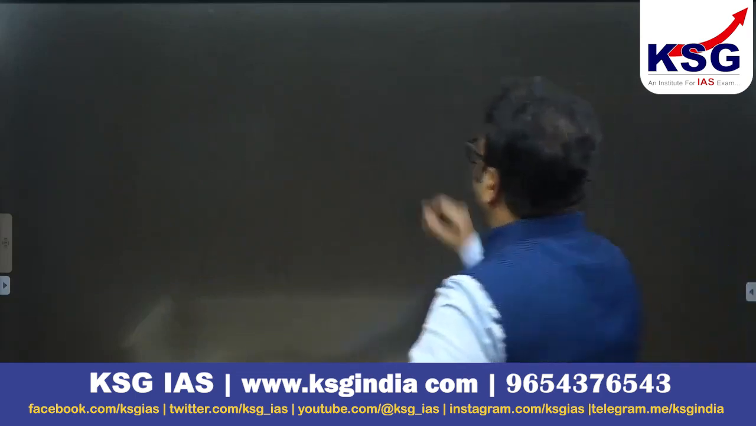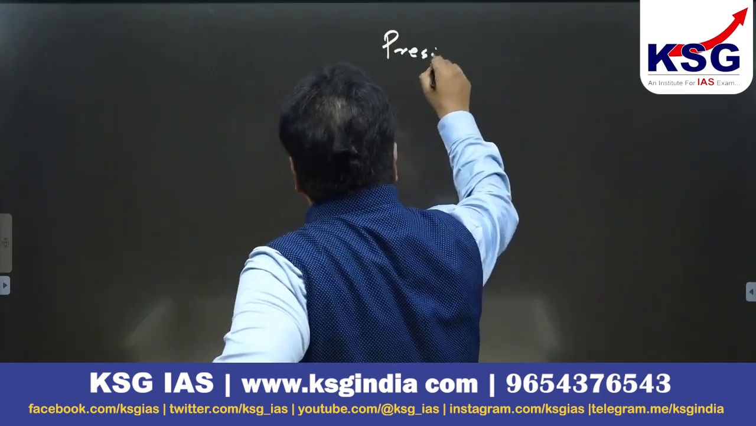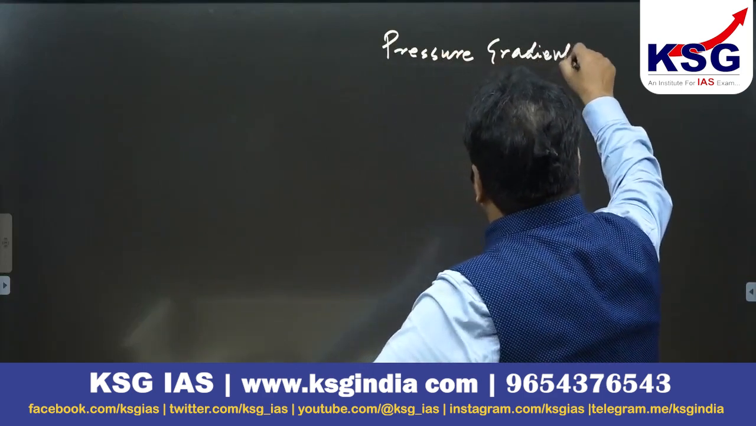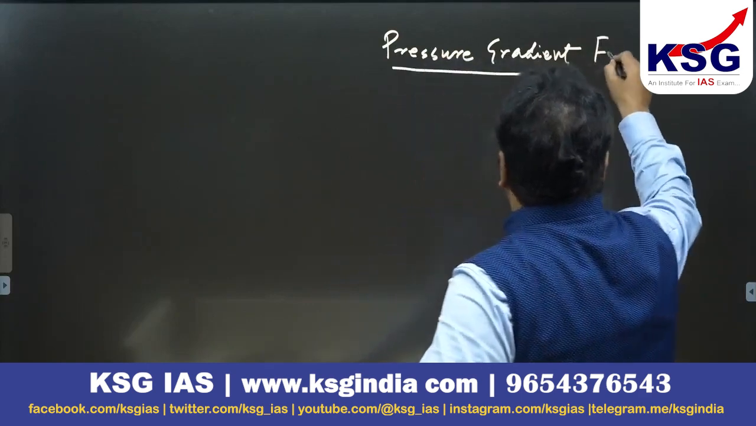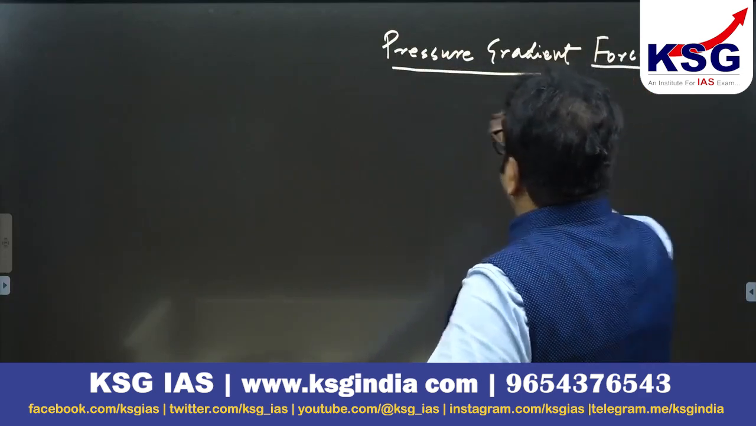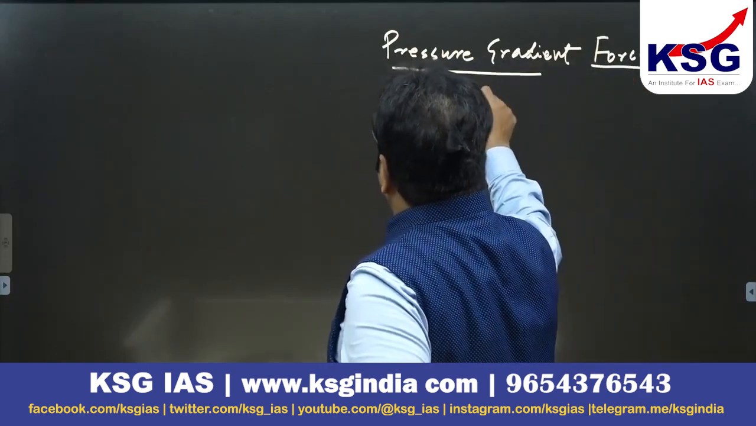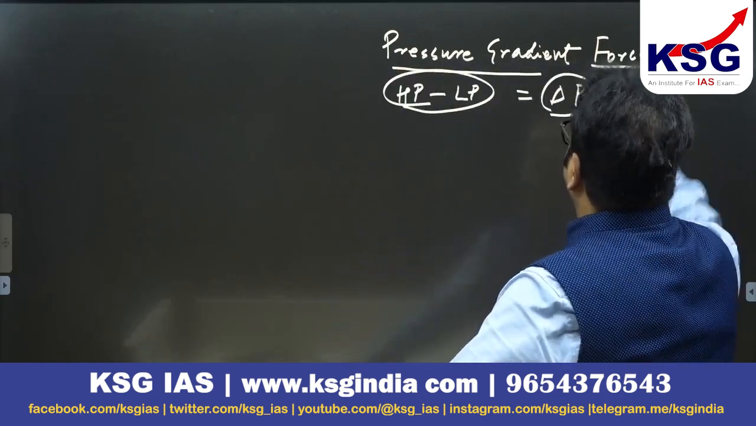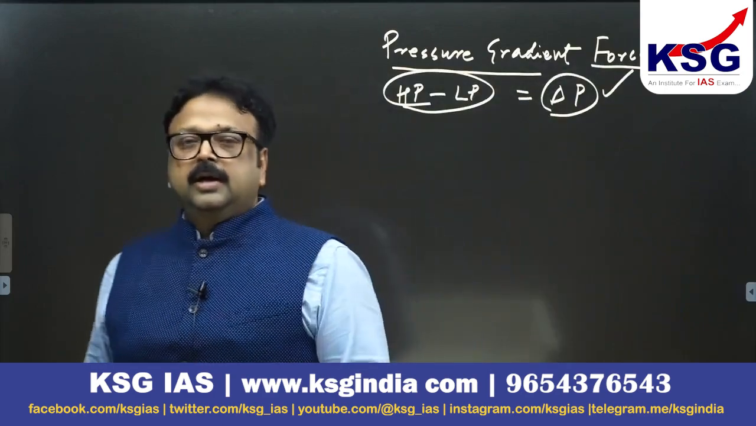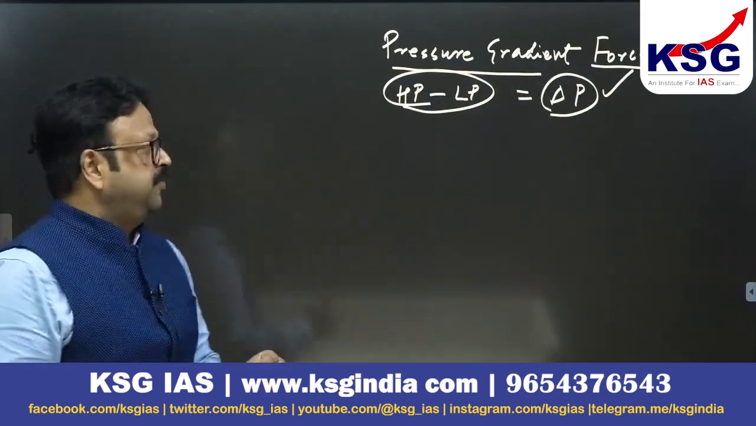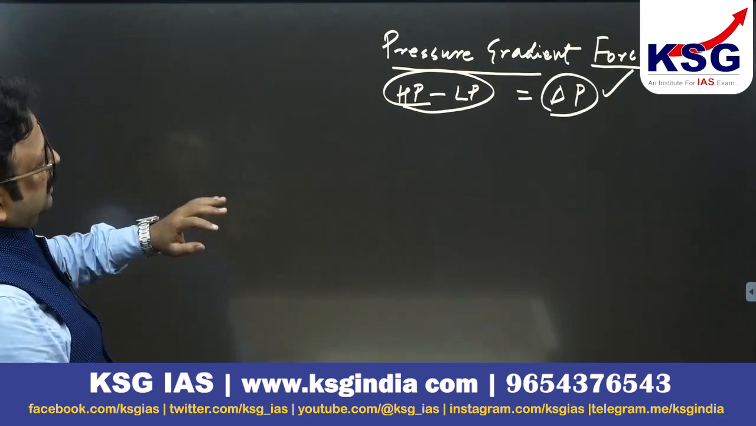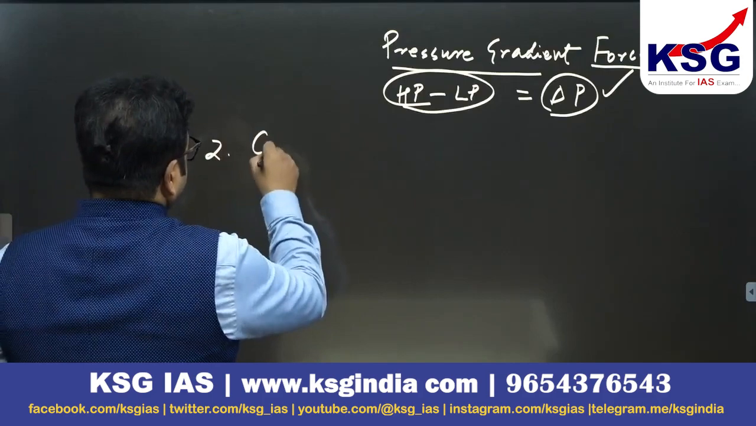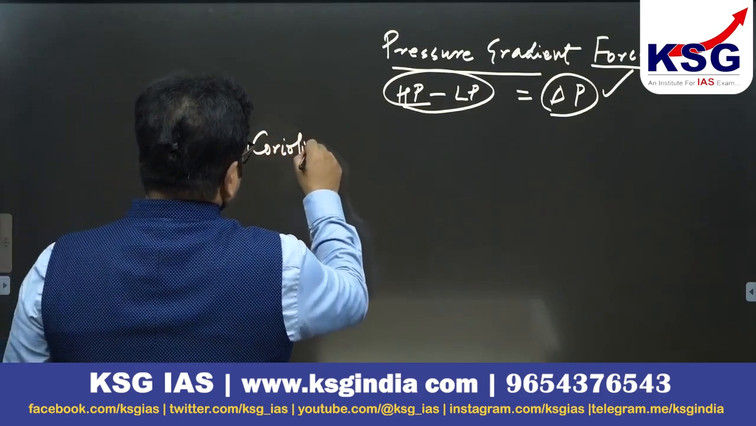So pressure gradient force. A gradient is created in pressure because of difference in pressure. So high pressure minus low pressure will give you the pressure change, and this is what the pressure gradient force is. The second force which is responsible for, or which is affecting, the horizontal movement of air is Coriolis force. Coriolis force.